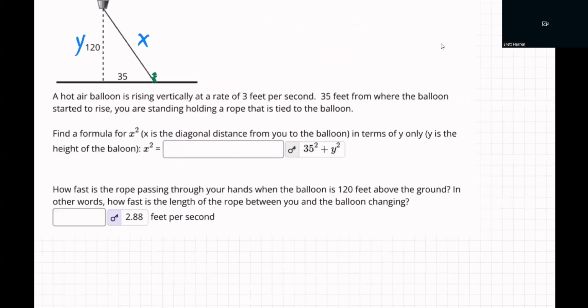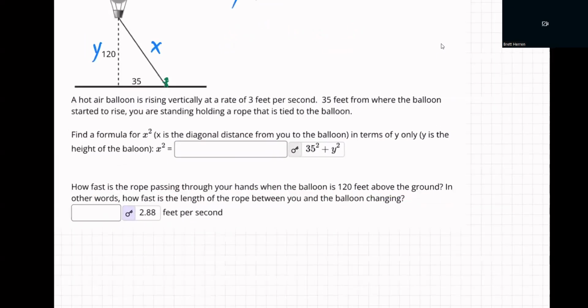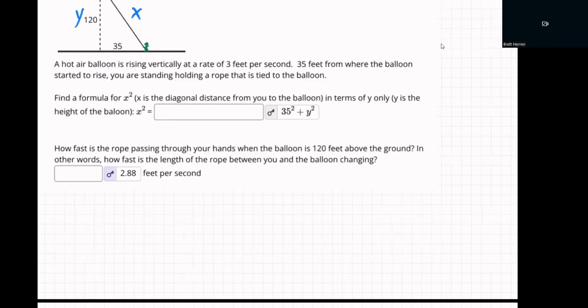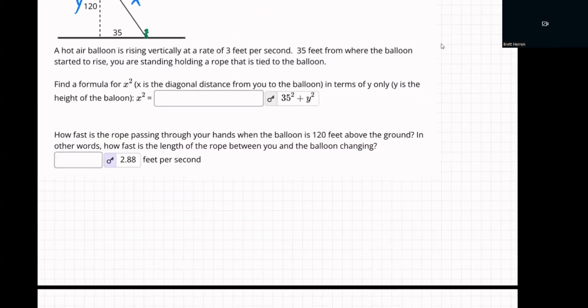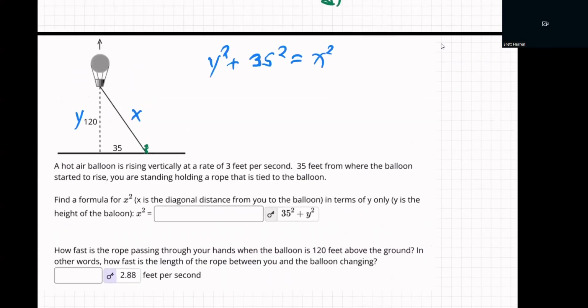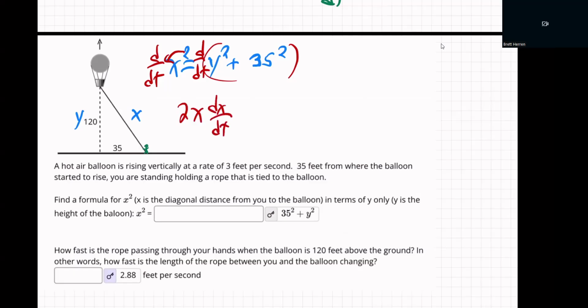That's easy. And then their question is, how fast is the rope passing through your hands when the balloon is 120 feet above the ground? Okay, so that means we need to take the derivative of that equation. Why don't I put the x squared on the left, just so it'll look like it does down there. Okay, and then I'm going to take d/dt of both sides. This side brings down the 2x dx/dt.